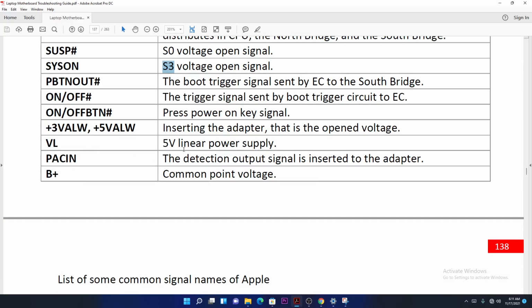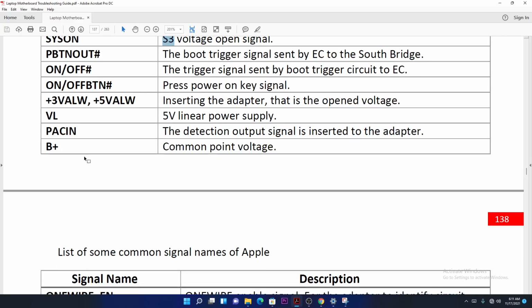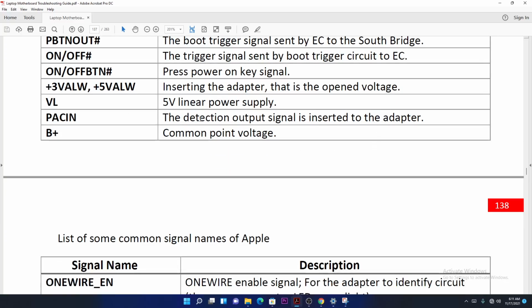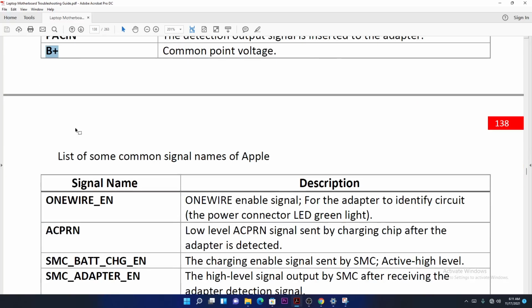VL 5 volts linear power supply. Power AC detection for adapter. B plus common point. B plus is the 19 volts. When you see this, just know that it's where you'll find the main power rail. All right, just to make it easier.